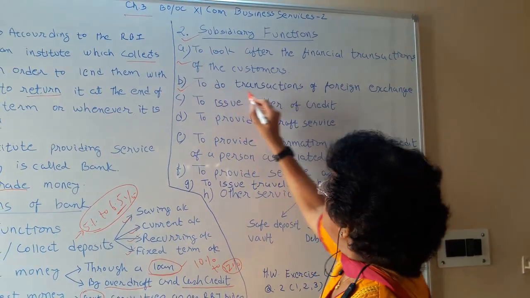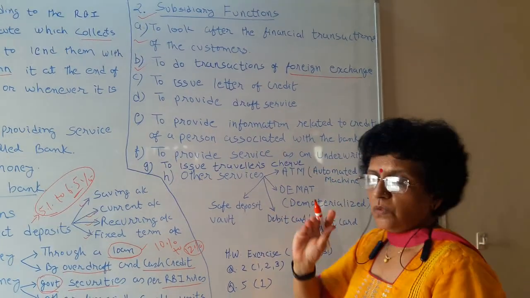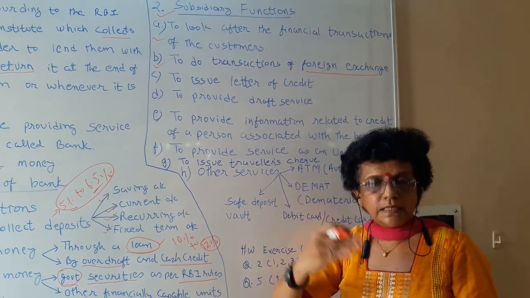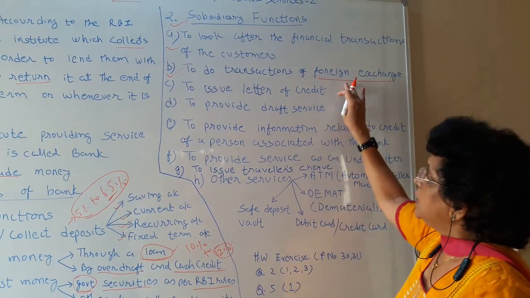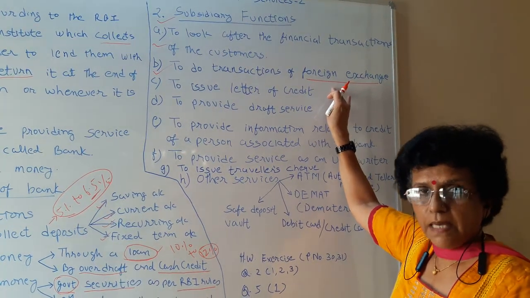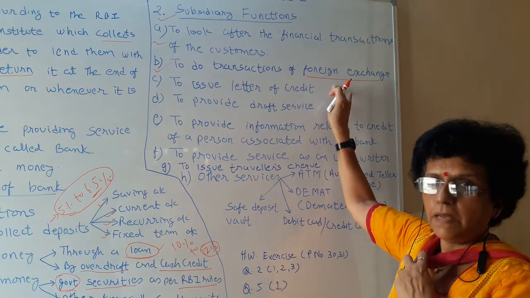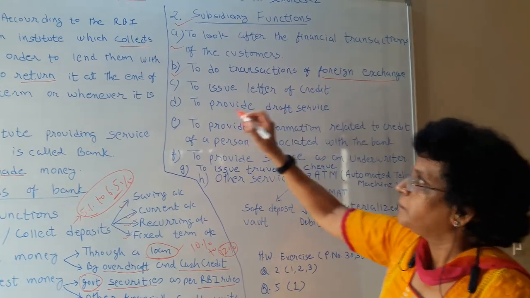Next is to do transactions in foreign exchange. When you have to do trading, that is internal trade and external trade, for the external trade you need foreign currency. So from where is the foreign currency to be managed? You have to approach the bank and the bank will handle your need of foreign currency.